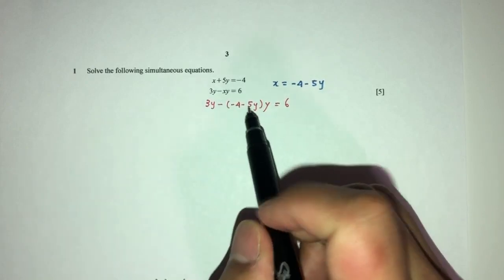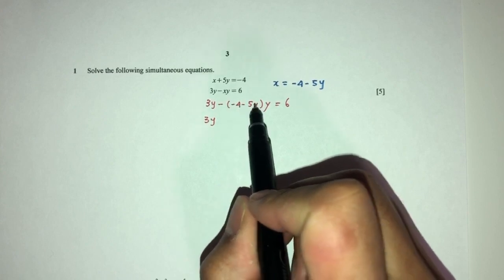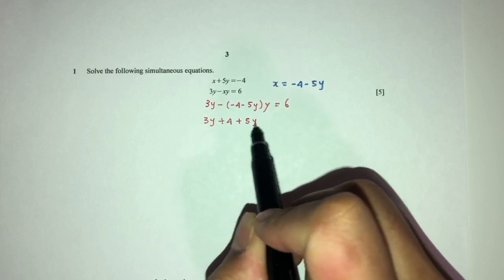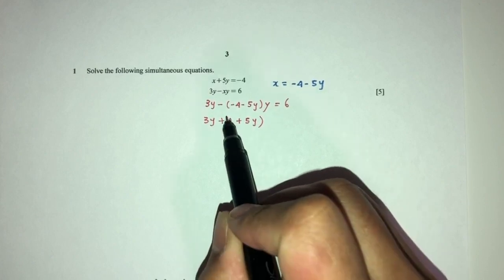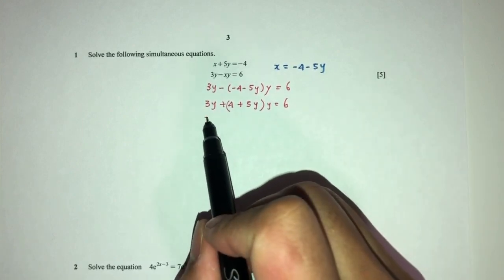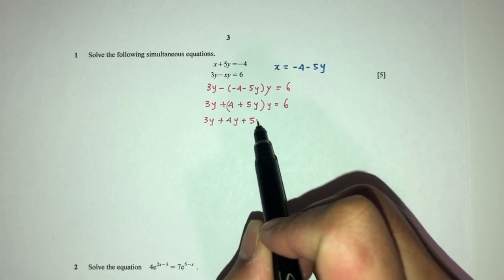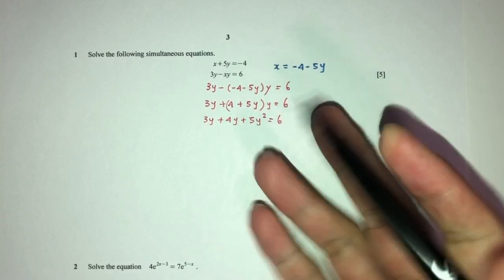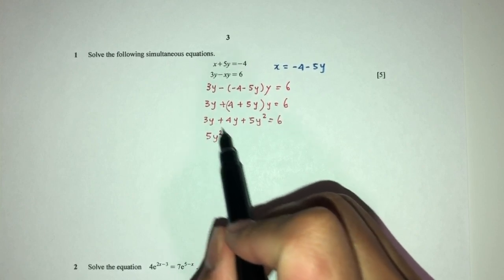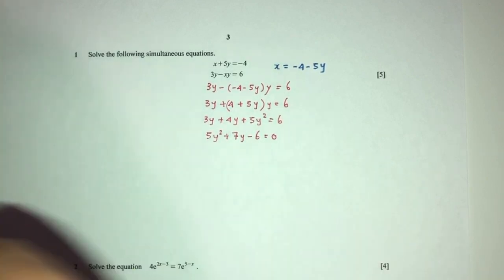One by one, let's expand. Let's see what happens. You have 3y. We can bring in the minus sign. You will have plus 4 plus 5y, and multiply by y for those two, equal to 6. Simplify, you will have 3y plus 4y plus 5y squared equal to 6. Rearrange, send everything to one side. You will have 5y squared plus 7y minus 6 is equal to 0.